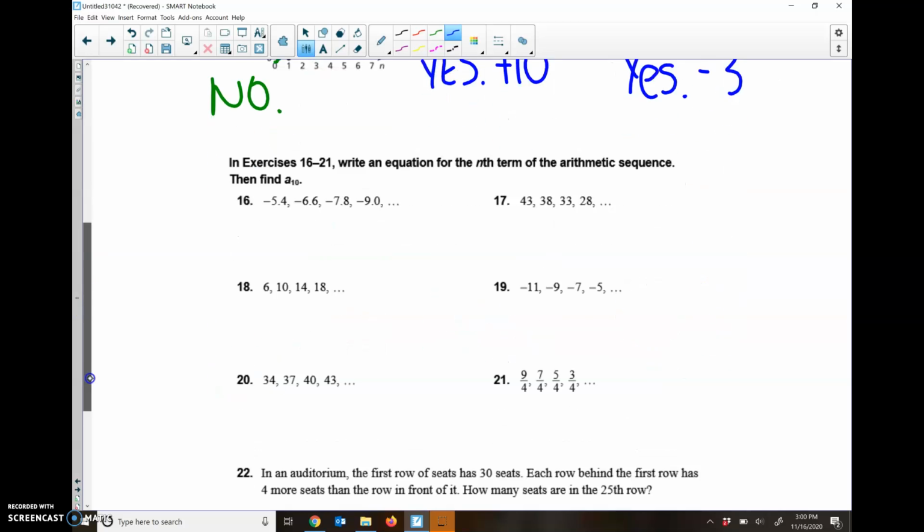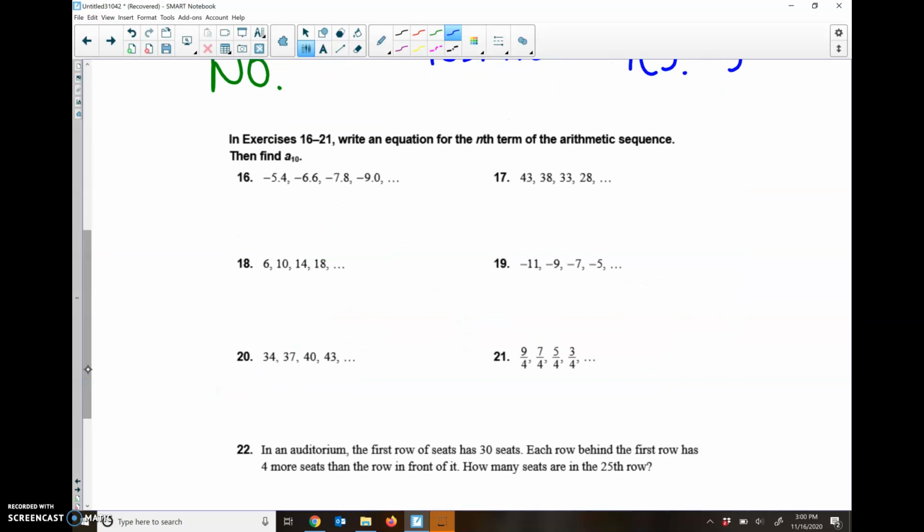Okay. And then these last ones here, so this is where it kind of depends on the numbers here, how I would do it. So it's asking for the 10th term. So this one wouldn't be so bad.